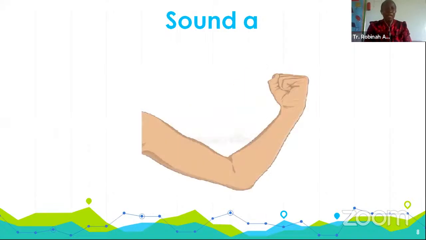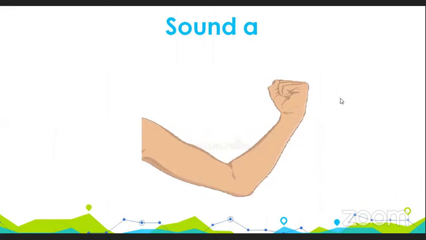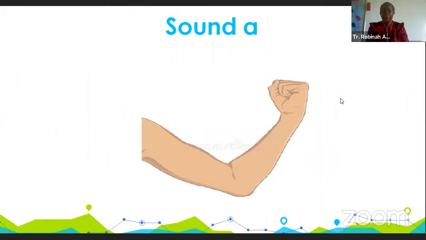What do we have over there? I did not hear anyone say this. Let me pick someone to tell me. What can you see in the picture? Whose hand is up? Let me look. Whose hand is up? Yes, Ezekiel. Ezekiel Dan, what can you see in the picture? Arm. Very good. That's an arm.